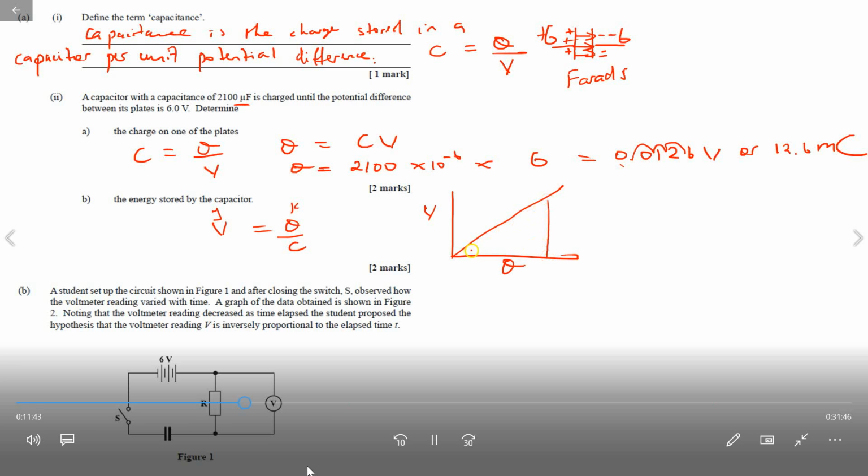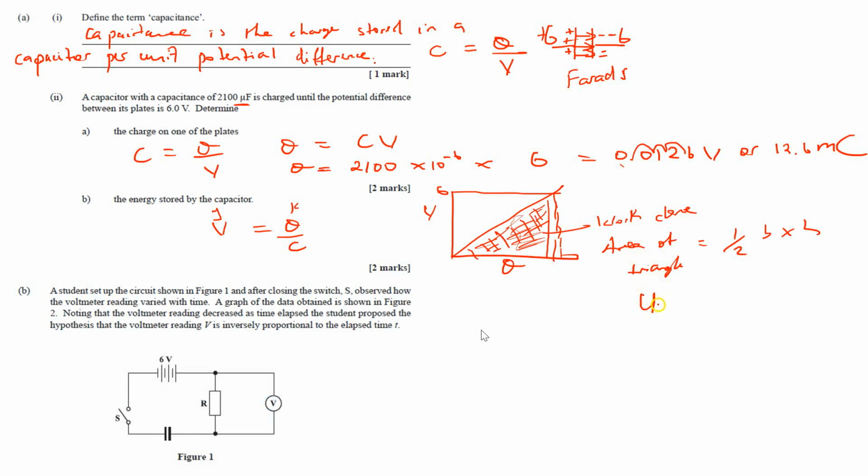And the area underneath the graph is going to be the area of a triangle. How we find the area of a triangle is half base times the height. Now, what is my base? My base is Q. What is my height? My height is V. So energy is equal to half Q times V. And once I do that, I will be able to find the amount of energy stored in the capacitor. The unit, because we're dealing with energy, is going to be joules.